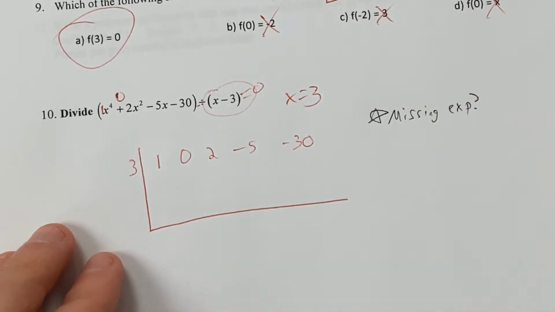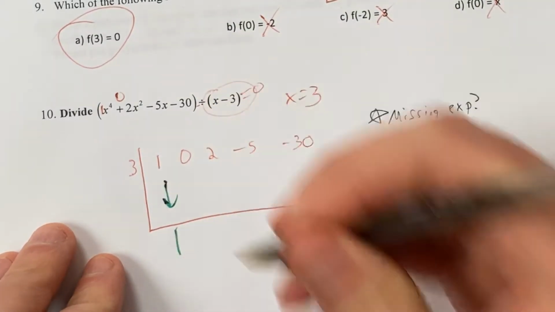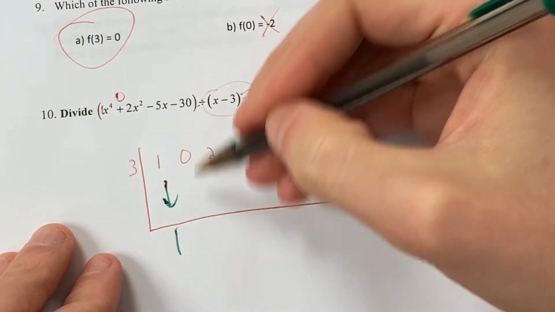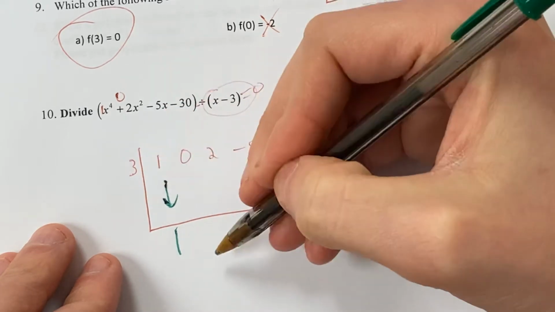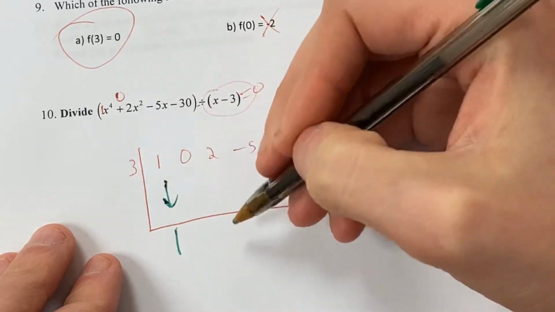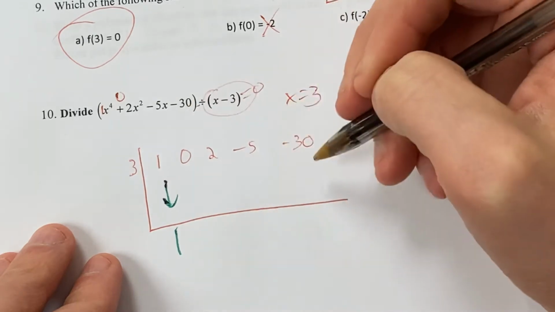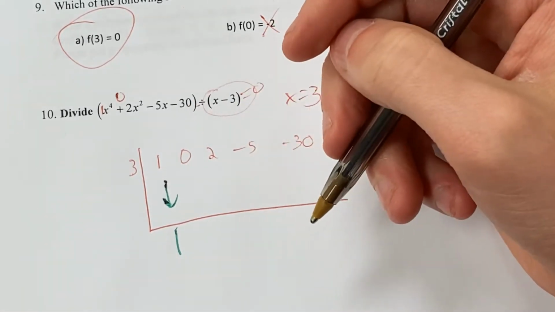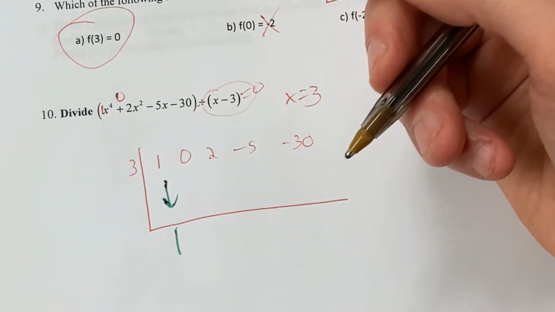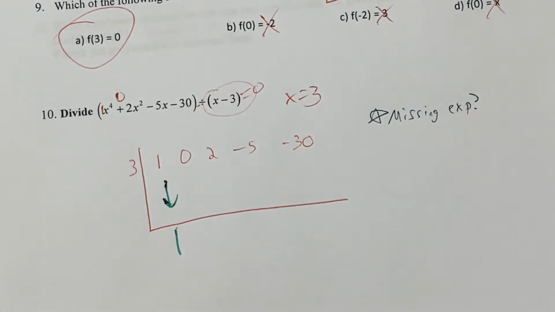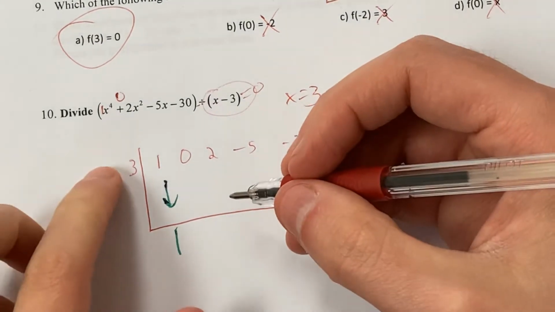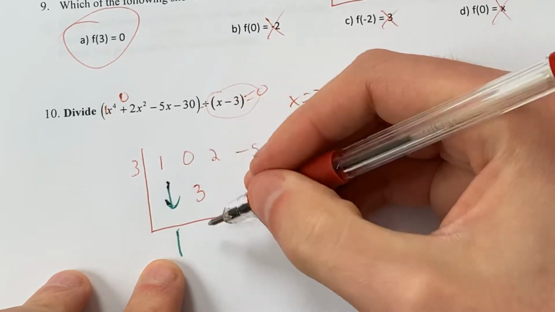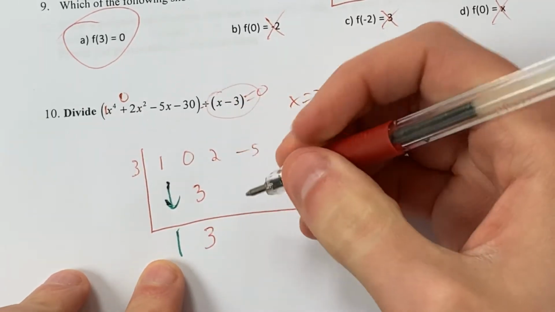What we do now is we drop down that 1. And we will multiply, put it here, and add. We'll multiply, we'll add, we'll multiply, we'll add, we'll multiply, we'll add, like that. So I recommend trying it, since this is just a review. Pause it, give it a shot, and then we'll unpause it and look at it. 3 times 1 is 3. 0 plus 3 is 3.